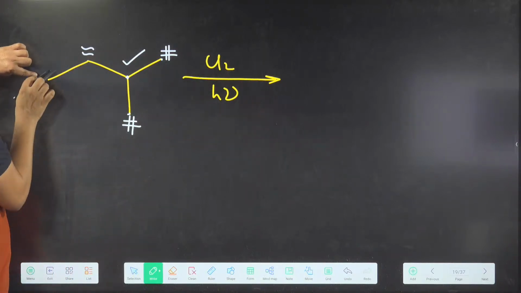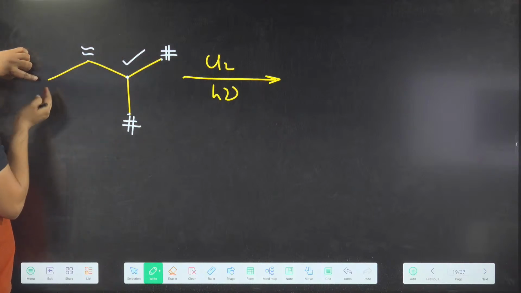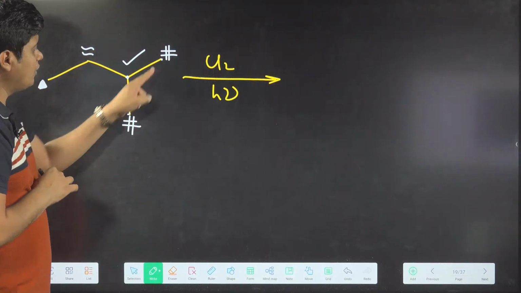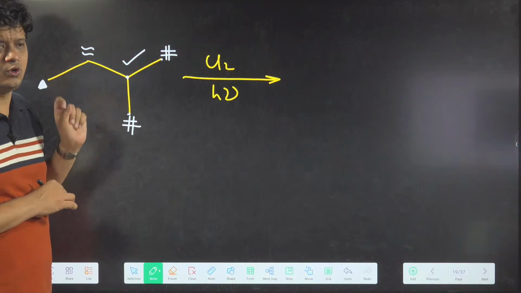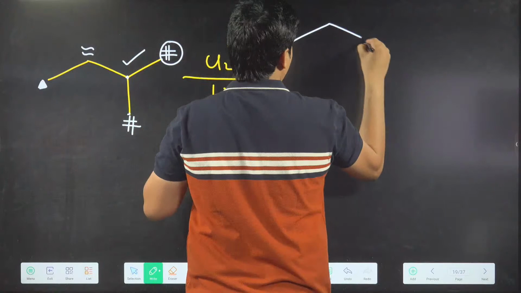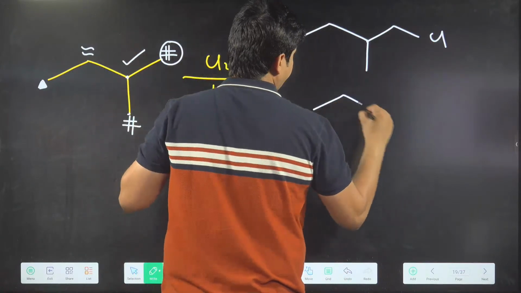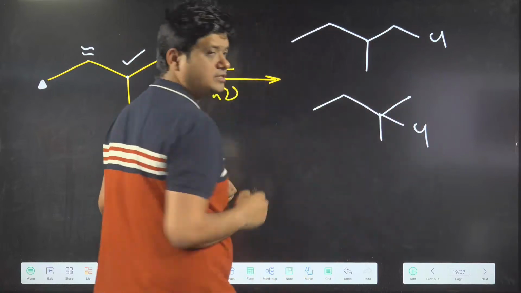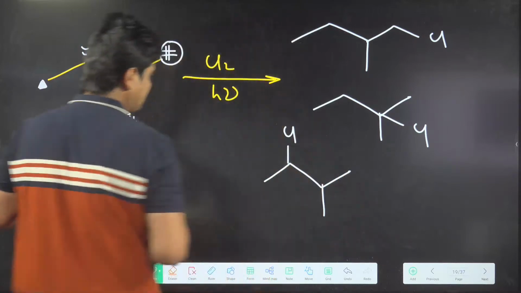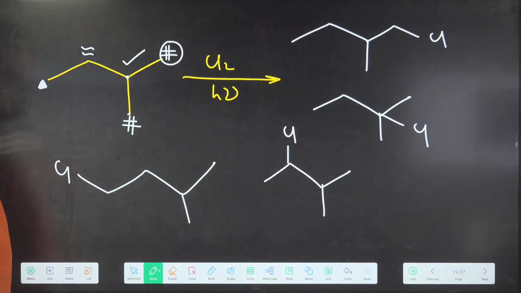Come to this one. This is not matching with any of these three. This is also different, so again use a different symbol. Let's say I'm using this symbol. It means we can write 4 different structural monochloro products. For this symbol, we can write this product. For this symbol, we can write this product. For this one, you can write this product. And for this one, you can write this product.